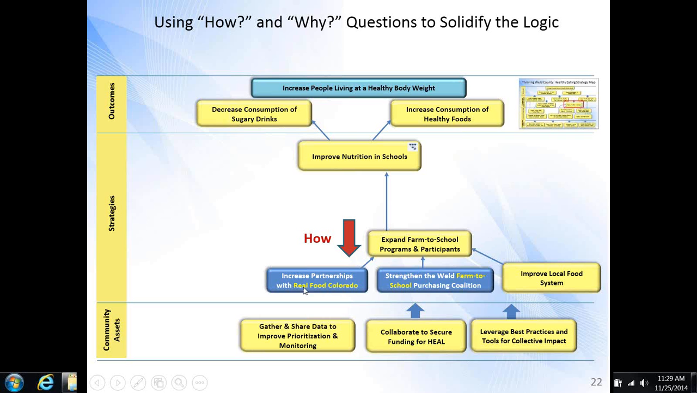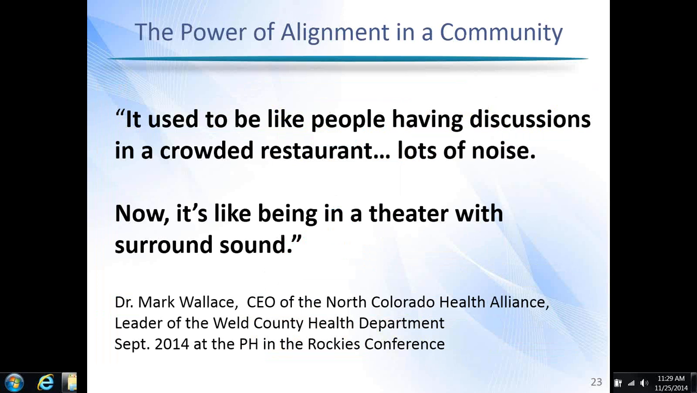You can say, well, we're going to increase the partnerships with Real Food Colorado or strengthen the Weld Farm-to-School Purchasing Coalition. And these are more specific things that are driving the logic up. So a structure like this can help a community with many different organizations work much more effectively as a team. We recently presented on this specific county and their use of the strategy maps and the shared measurement system at the Public Health in the Rockies conference.